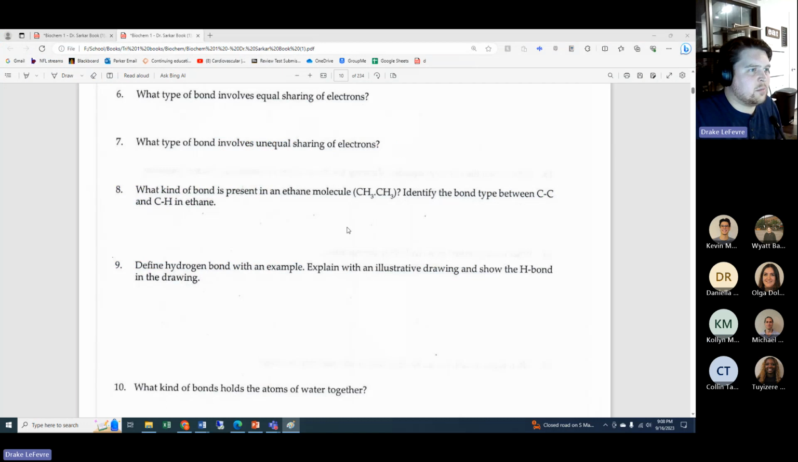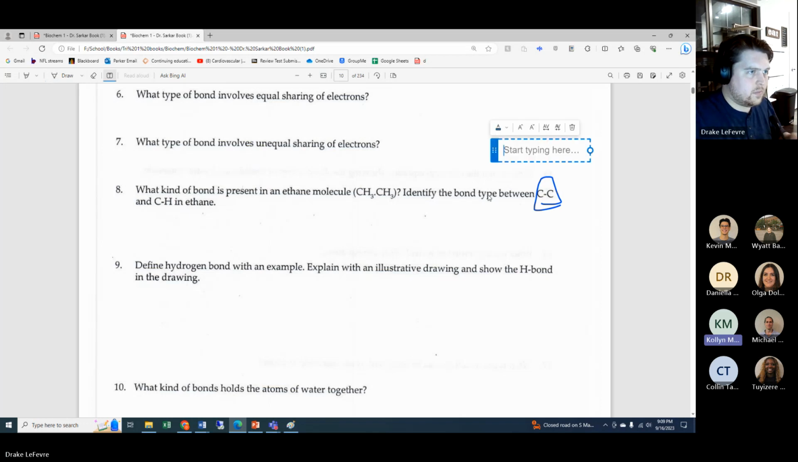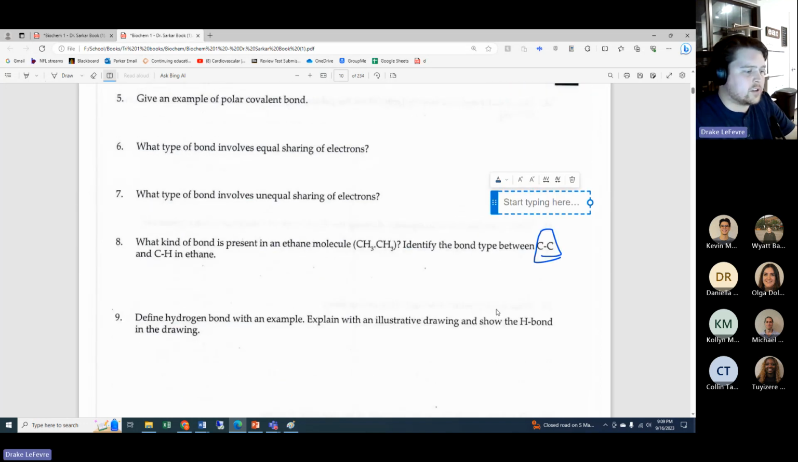So something like ethane is non-polar. If we were to identify the type of bond between two carbons, for example, what would we call that bond? So think about the elements. Carbon to carbon, first of all, is it going to be ionic or covalent? Is one of the carbons going to be giving up electrons, or are they going to be sharing the electrons? It's going to be covalent, right? Yep. So they're going to be sharing electrons, and that's going to be a covalent bond.